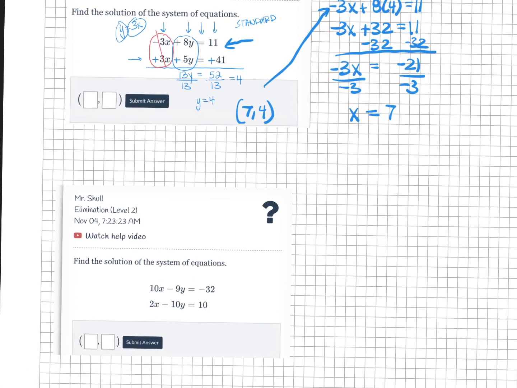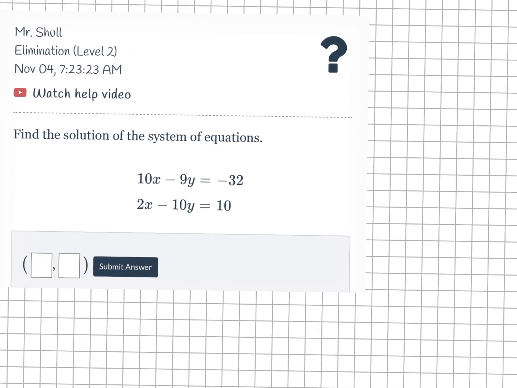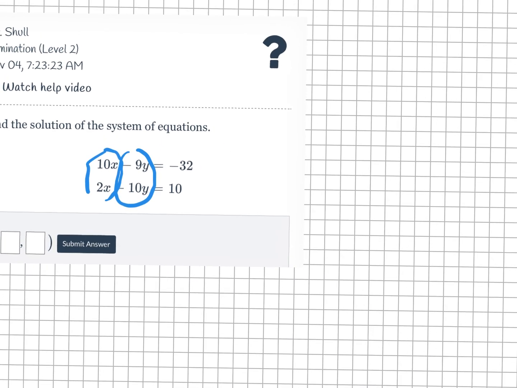What does level 2 look like? Okay, in level 2, you see how none of the numbers match up? Like the 10 versus the 2, those won't cancel each other out. 9 and 10 won't cancel each other out. So what do we do? Well, in this one, what I'm going to do is make everything in the bottom equation negative 5 times bigger. I'll show you why I do that. Let's see if I can erase.